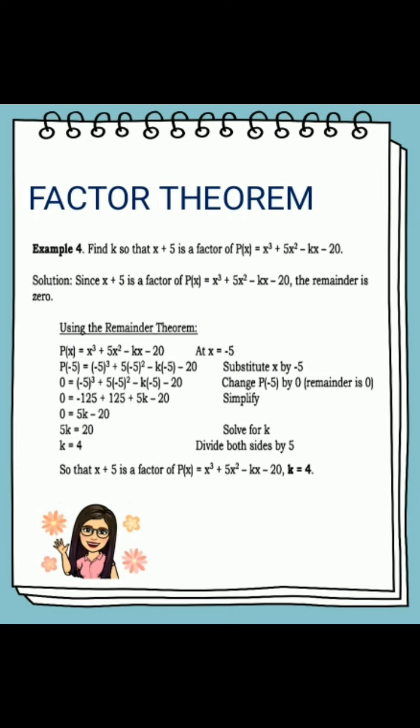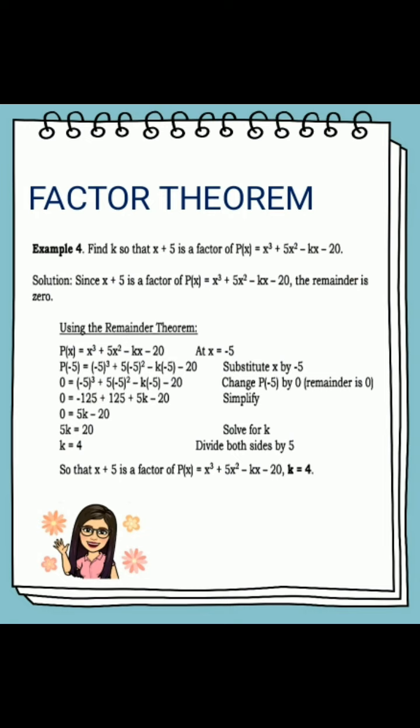Then, we multiply both sides by the reciprocal of 5, which is 1 over 5. So, 1 over 5 times 5k, magiging 5k over 5. 5 divided by 5, magiging k na lang. Doon naman sa right side, we have 20 times 1 over 5, so that is 20 over 5. 20 divided by 5 is equal to 4. Therefore, the value of k is 4.